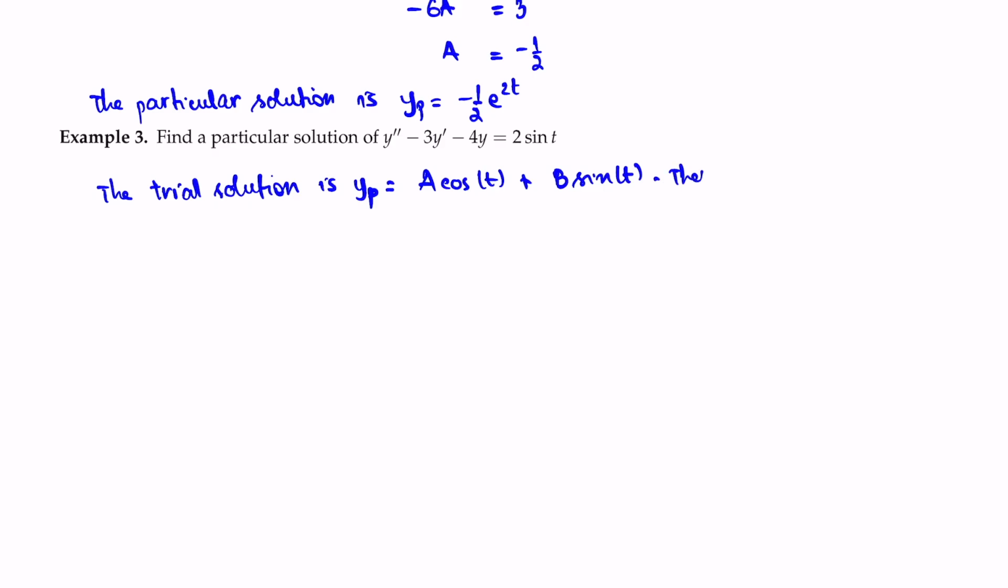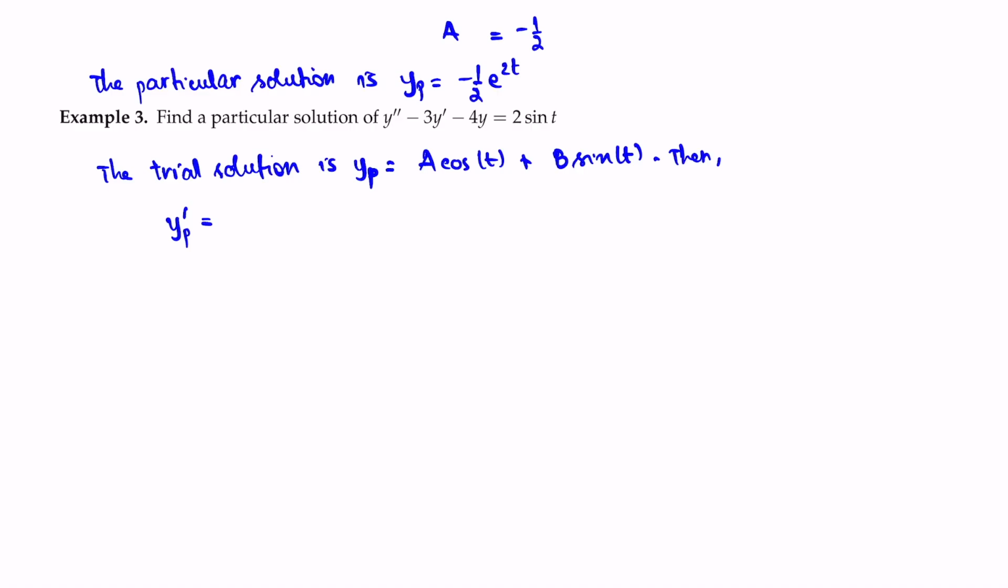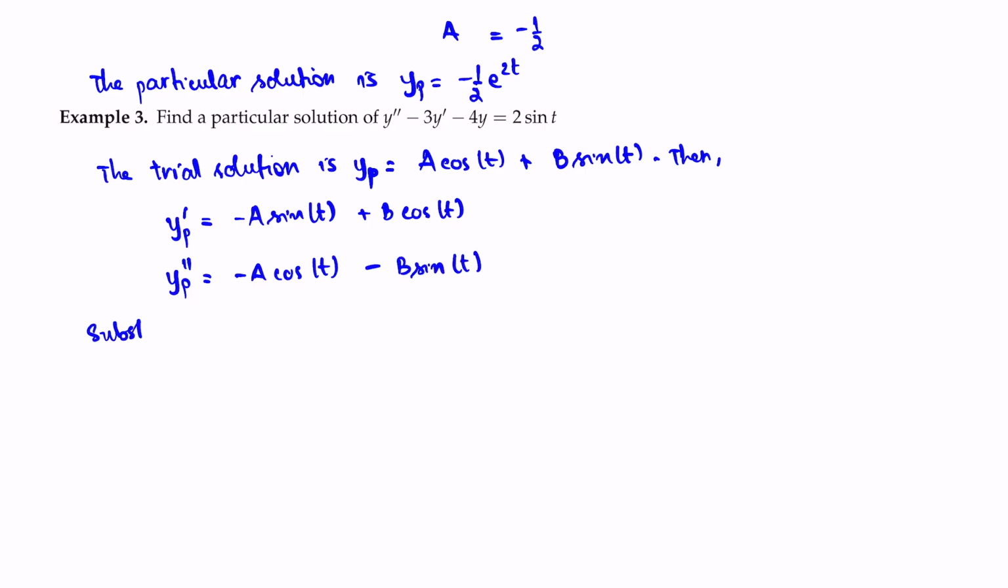Then you're going to find the first derivative and second derivative, then substitute everything into the differential equation to find the undetermined coefficients. Then y sub p prime is equal to negative A times sine of t plus B times cosine of t. And the second derivative is negative A times cosine of t minus B times sine of t. Then you can substitute y sub p, y sub p prime, and y sub p double prime into the differential equation. We get that.